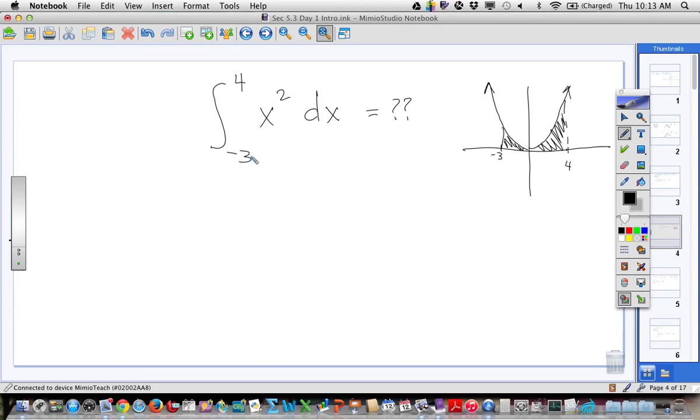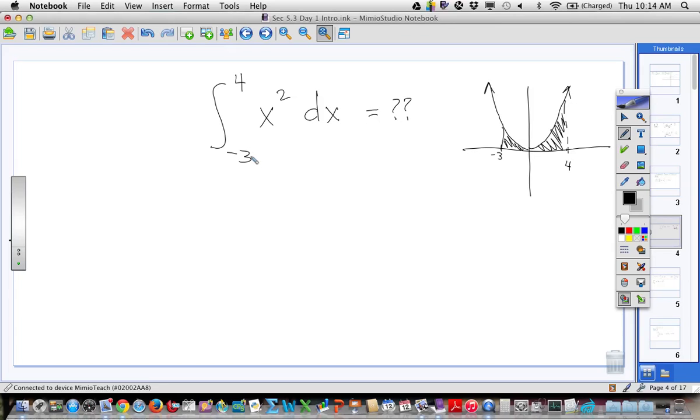But that is the question that is left. How in the world do we find this area? It's a curve, this parabola. How in the world do we do it? Well, we feel like the derivative, somehow the antiderivative must be involved in helping us to find this area. And as it turns out, it is. And that is what part 2 of the fundamental theorem is.